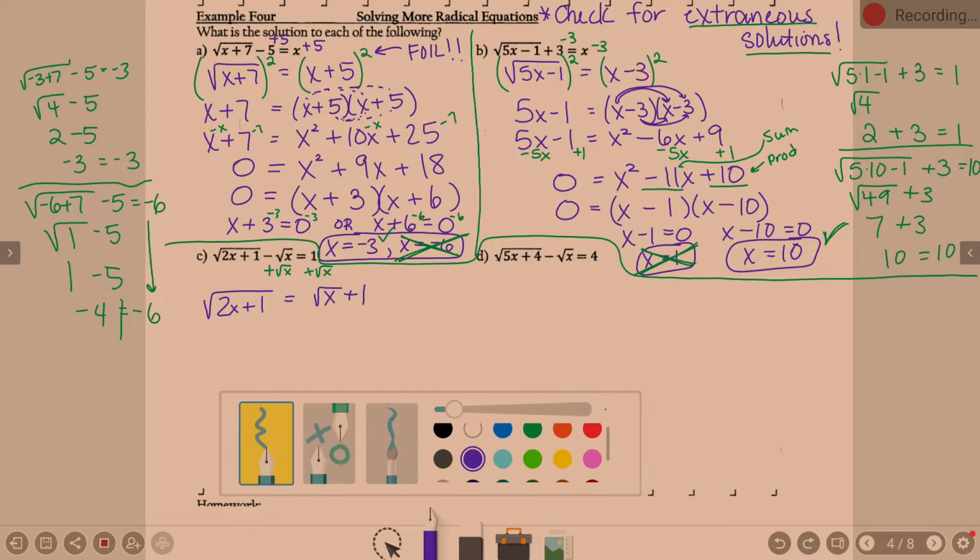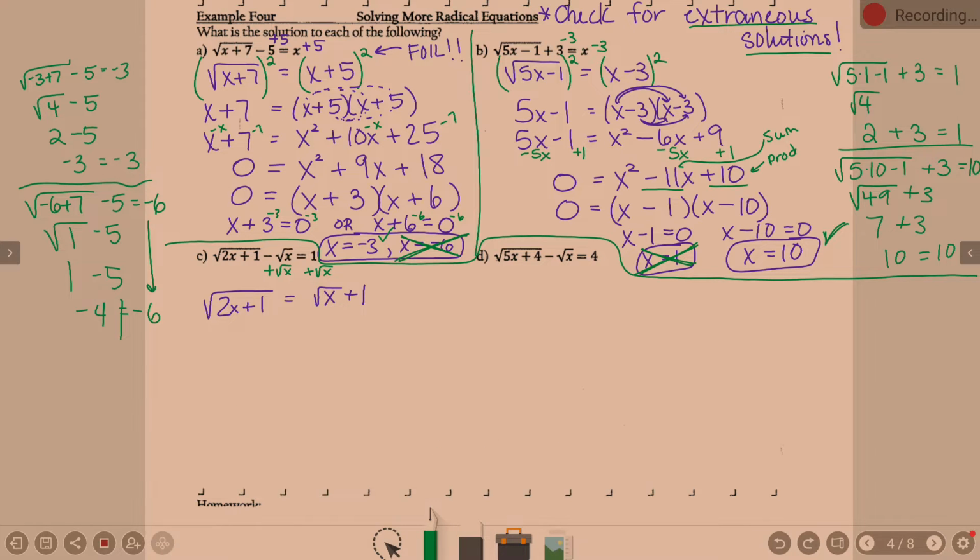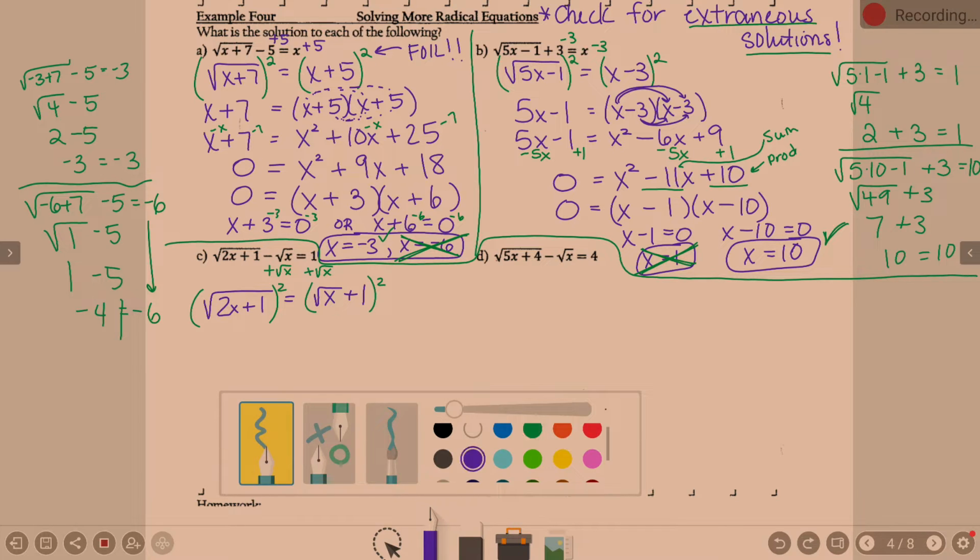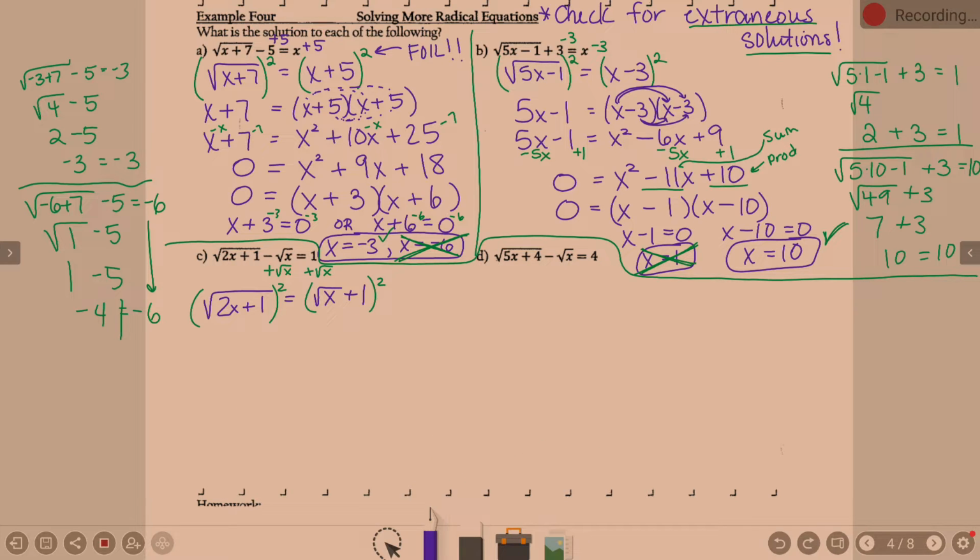On the left, I have a radical by itself. What do you do when you get a radical by itself? Put it to the power of 2. We're going to square it. If I square the left, we square the right. On the left, square root of 2x plus 1 squared. What happens when you square that square root? The square root goes away. It just becomes 2x plus 1.